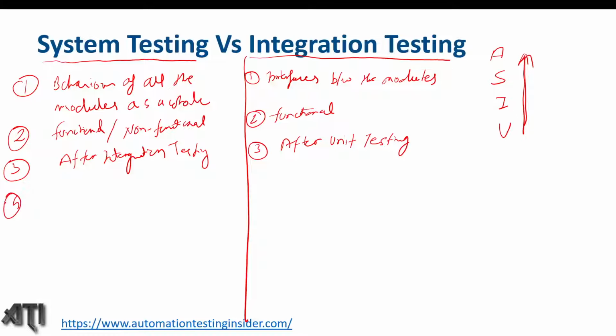Now the fourth point is which technique we use. In system testing we use the black box technique, and in integration testing we use black box plus white box. Black box means we don't care about the internal structure of the system. We check mainly the functionality. What is the fifth difference?